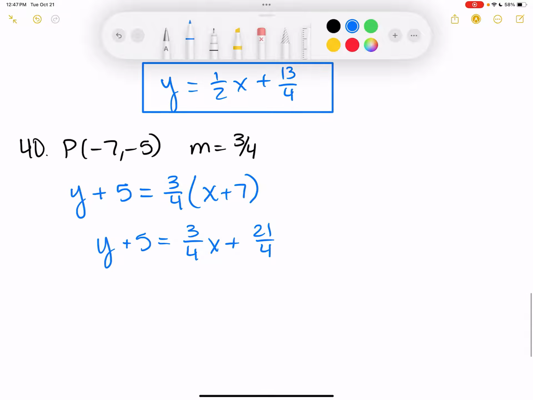So I'm going to move this over. y equals 3/4 x plus 21 over 4 minus 5. How can I rewrite 5 as a fraction over 4? Multiply by 5 over 5. Then I'm going to have a denominator of 5. You can't add those together.